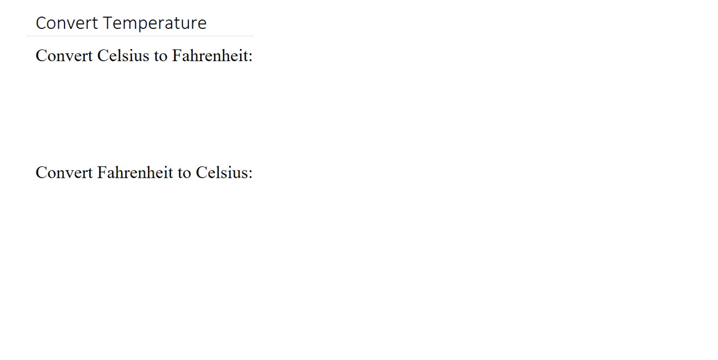So if we're going to go from Celsius to Fahrenheit, we're going to look at this as Fahrenheit will be equal to 9 over 5 times the Celsius plus 32. So we're going to plug in the Celsius temperature, multiply by 9 over 5, and then add 32 to get the temperature in Fahrenheit.